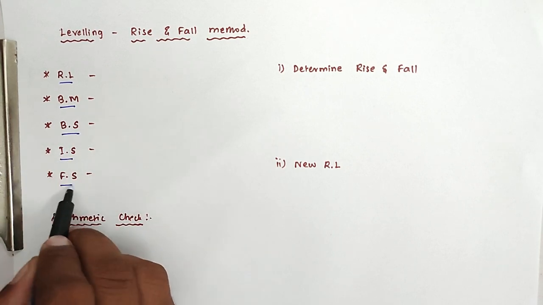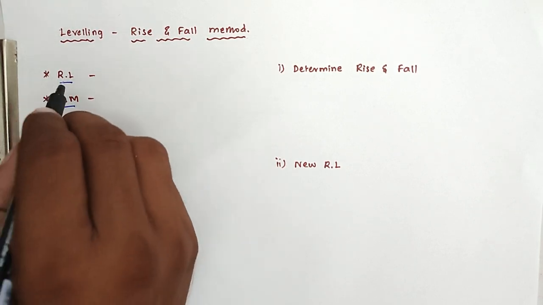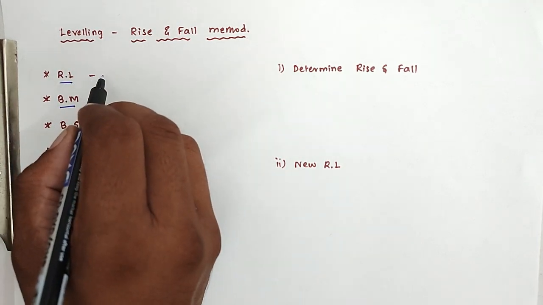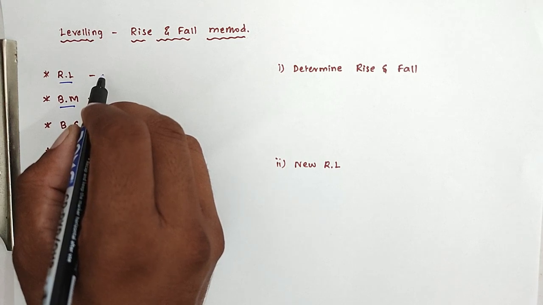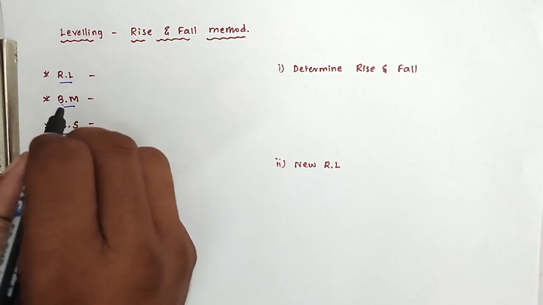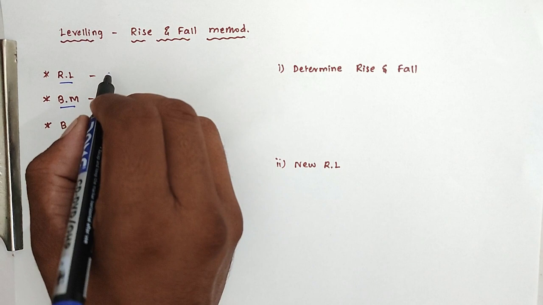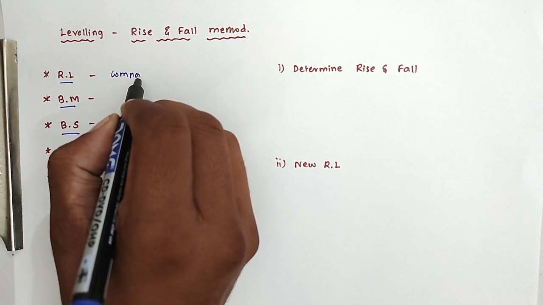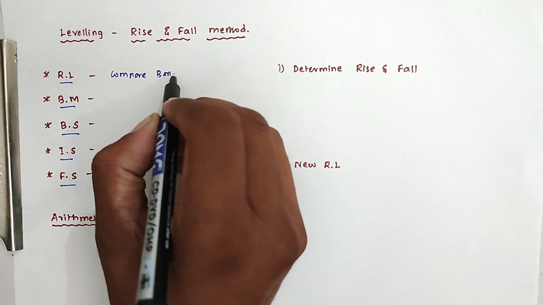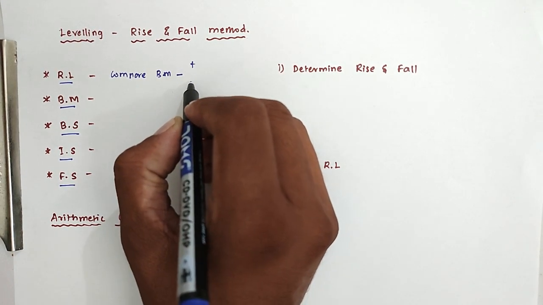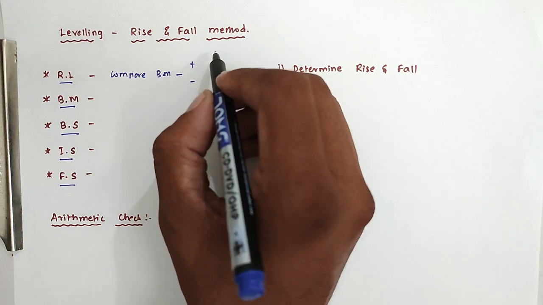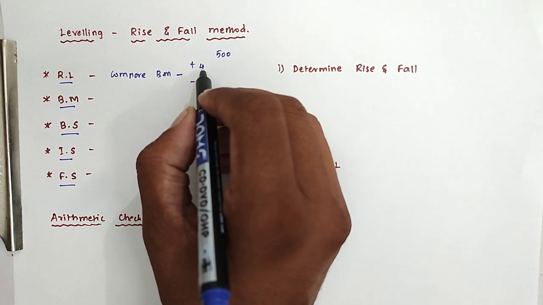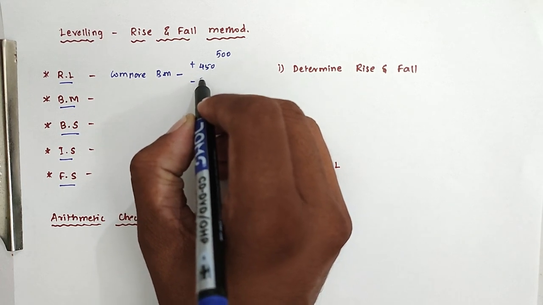BS, IS and FS. Okay, so first thing is reduced level. Reduced level is the level of the particular point compared to the benchmark. Okay, so that is BM. How much, for example, compared to the benchmark, so there is a positive value or negative value. Okay, take the benchmark as 500, it may be 450 or 550.